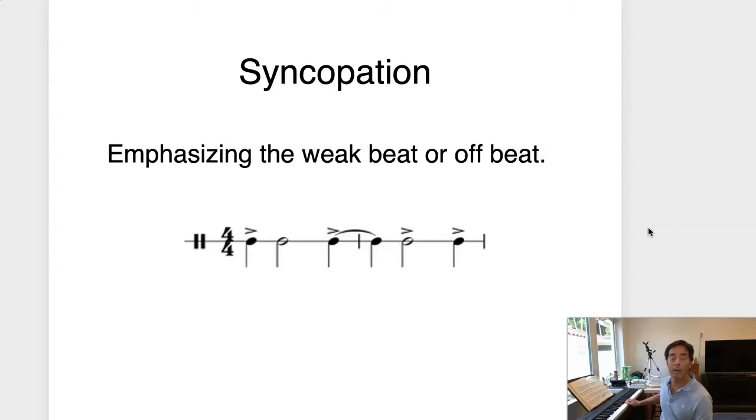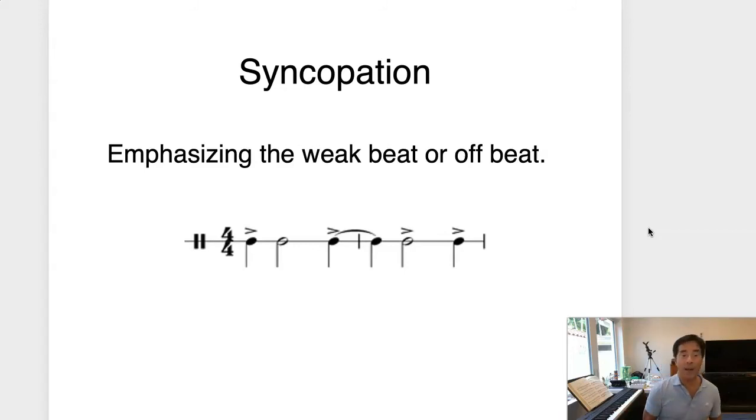So we can divide the beat up. And if you emphasize other parts of the beat, maybe the "and" or the 1 e and a, 2 e and a, if we emphasize those other parts of the beat, that is also a type of syncopation.